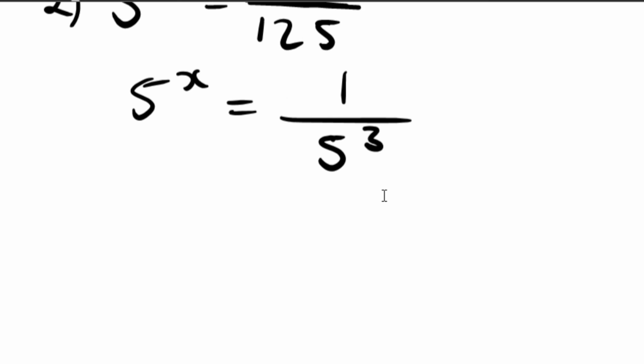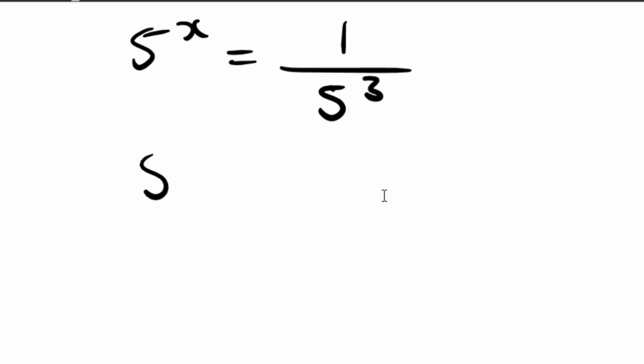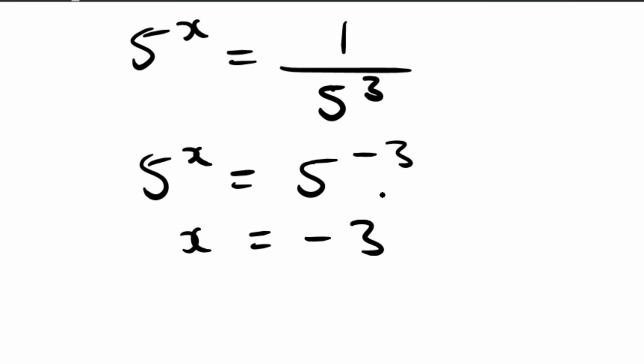From here we can say 5 to the power of x equals 1 over 5 to the power of 3. You want to write this denominator as your numerator now, as 5 to the power of minus 3. Then you can clearly see that x equals minus 3. Same bases, equate the exponents. If the bases are equal, the exponents are equal.